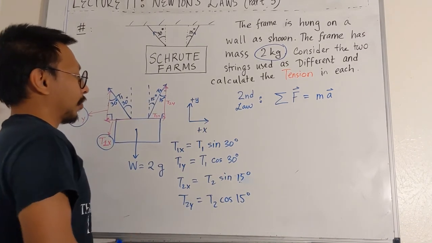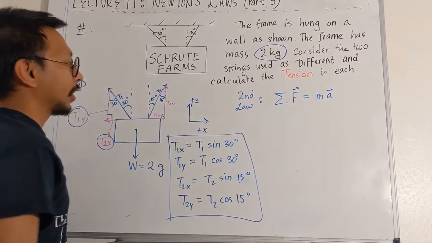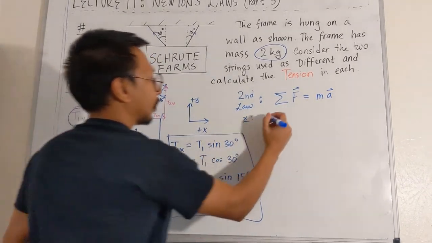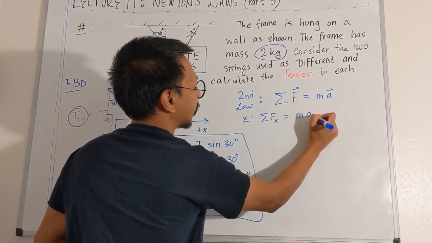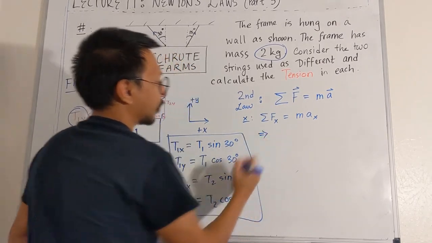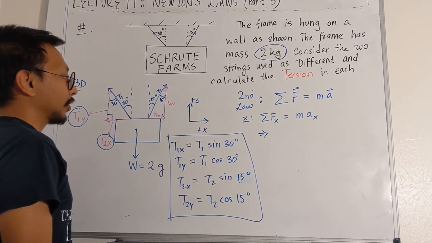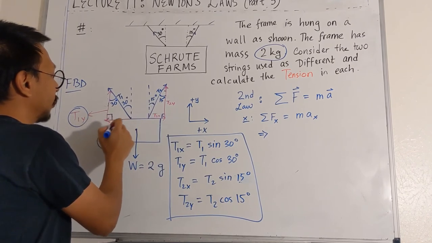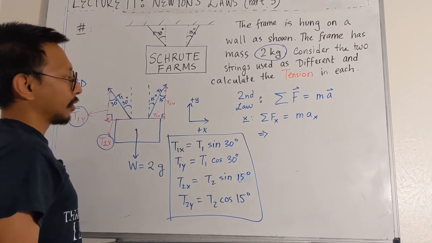Now that we have all our components, it is time to write down our x and y Newton's second law equations. Let's first go for x. What is the x equation? We will sum all the forces in the x direction and set that equal to mass times the acceleration in the x direction. Hence, what is the summation of all the forces? Let's consider what are the forces we have in the horizontal direction. We have T2x and we have T1x. So this force and that force, no other forces are horizontal.